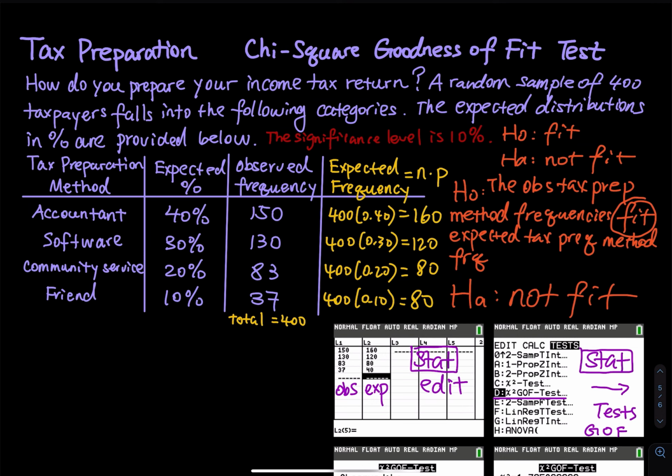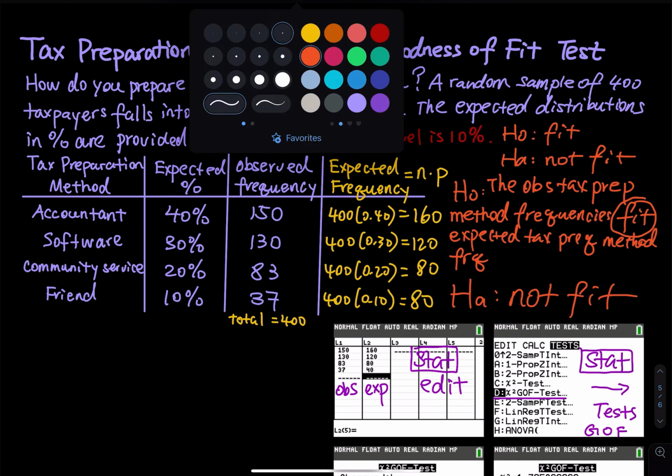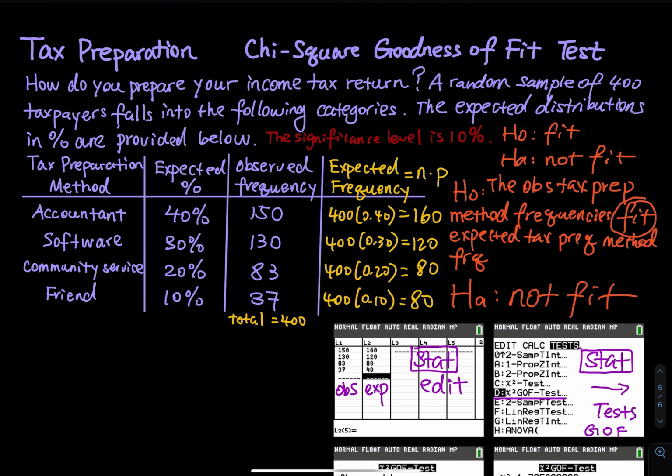And then next step, you calculate the test statistic, right? So in a z-test, in a proportion, in a t-test, we do have a formula. The formula for chi-square, let's use a different color for that. That is a chi-square.